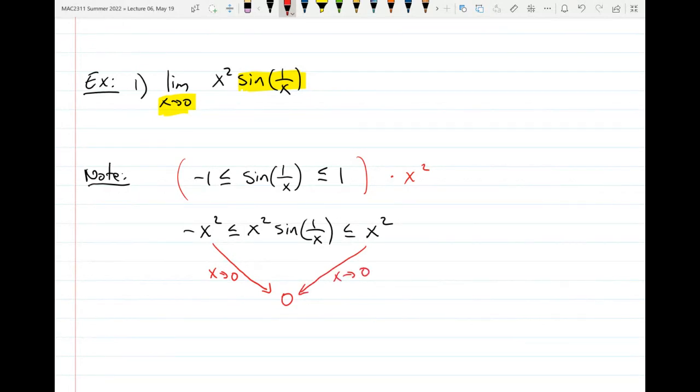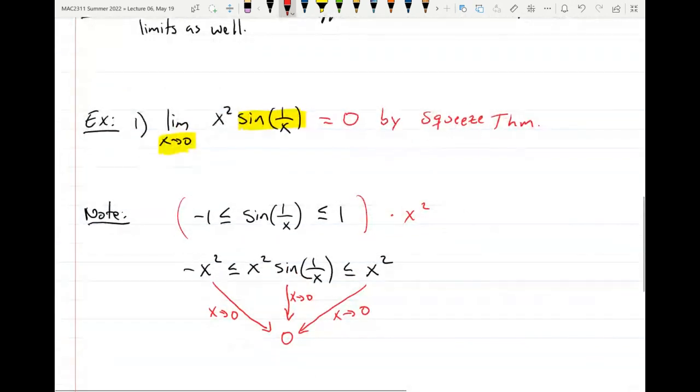Because the small and big functions both have the same limit as x approaches 0, the one in the middle has no other choice but to go to the same place. So what is this limit? This limit is 0 by the Squeeze theorem. And the justification is right here. This little diagram that you see here is enough to justify.